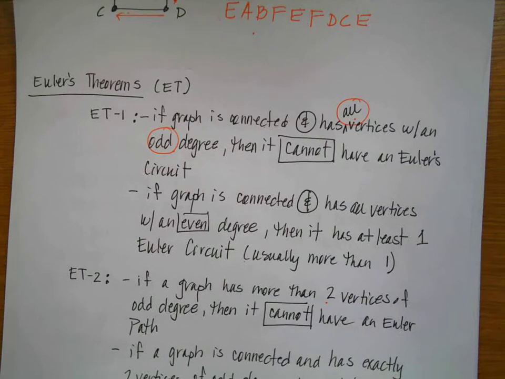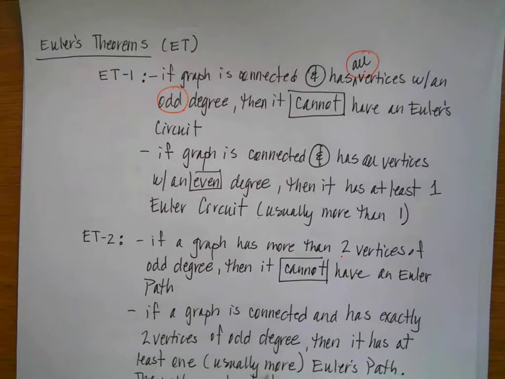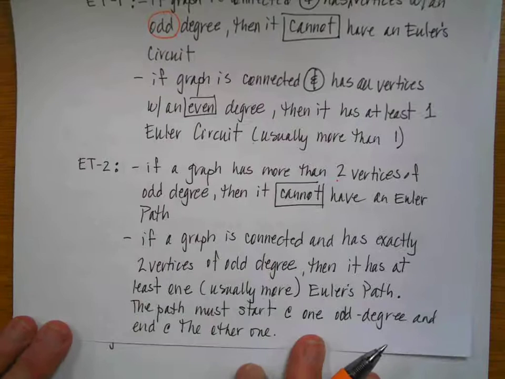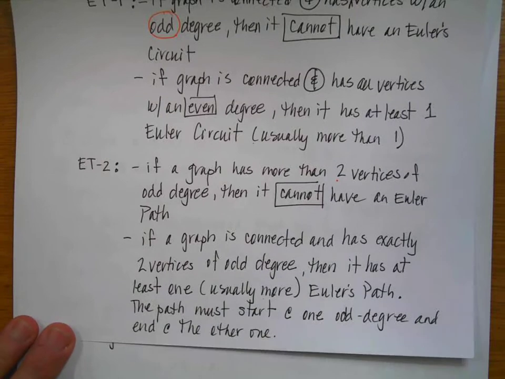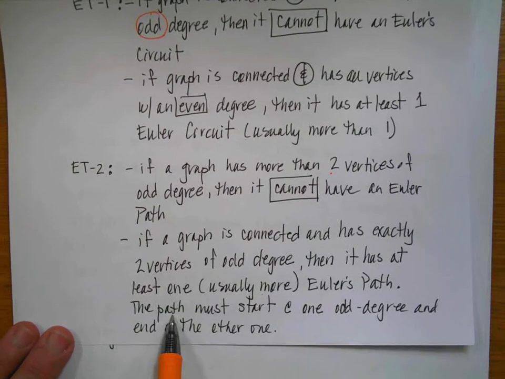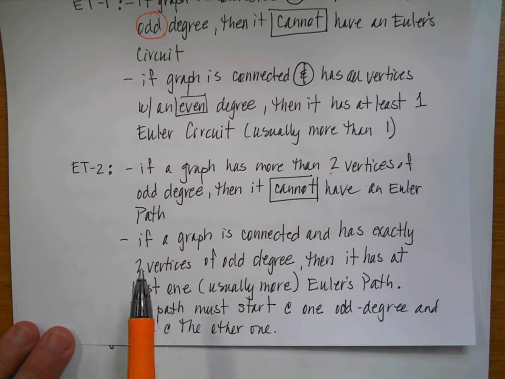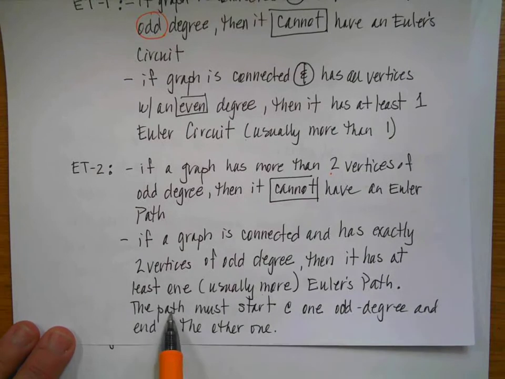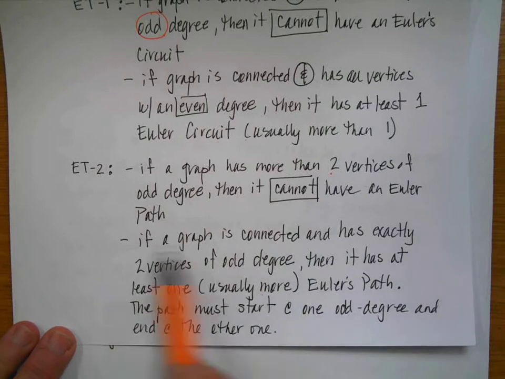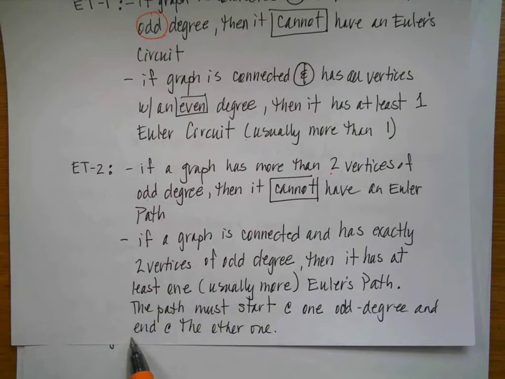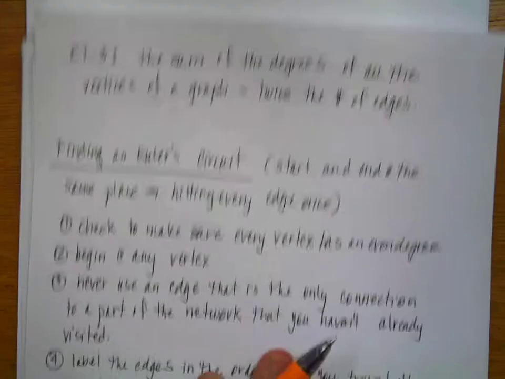And then this last one says, if a graph is connected and has exactly two vertices of odd degree, then it has at least one, often more, Euler path, and the path must start at an odd degree vertex and end at the other odd degree vertex. So remember, a path is not returning to the starting place, but if you'll notice what we did in both of these, we started at the vertex that had an odd degree. So that's kind of interesting. These are going to be rules that you'll want to have handy as we work on our graphs to make sure that you understand what your possibilities are.